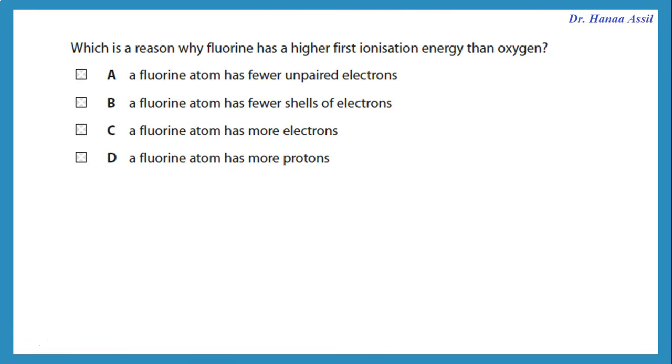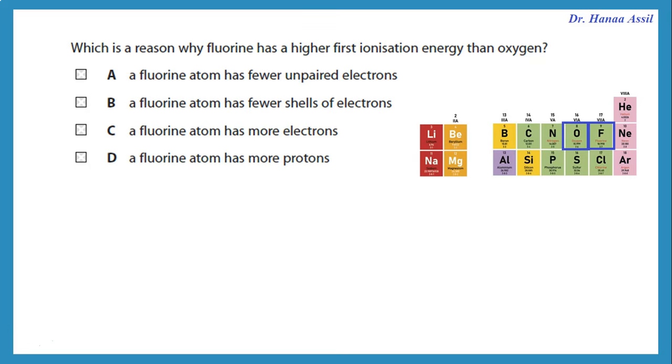Okay, what if he's asking which is a reason why fluorine has a higher first ionization energy than oxygen? Remember, when you answer these questions, the first thing you ask yourself is, well, where is fluorine and where is oxygen? What would be the electron distribution of each?